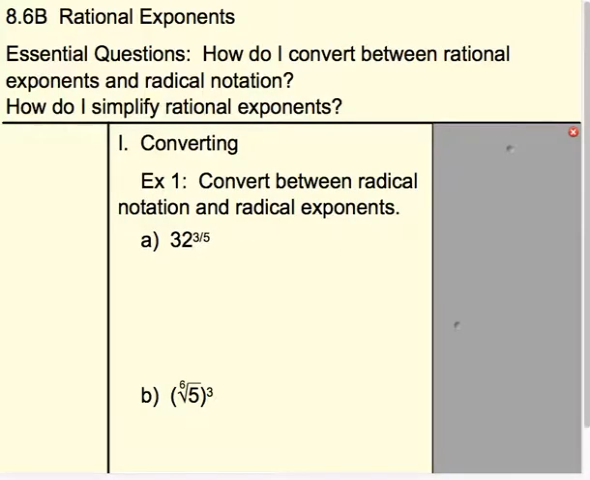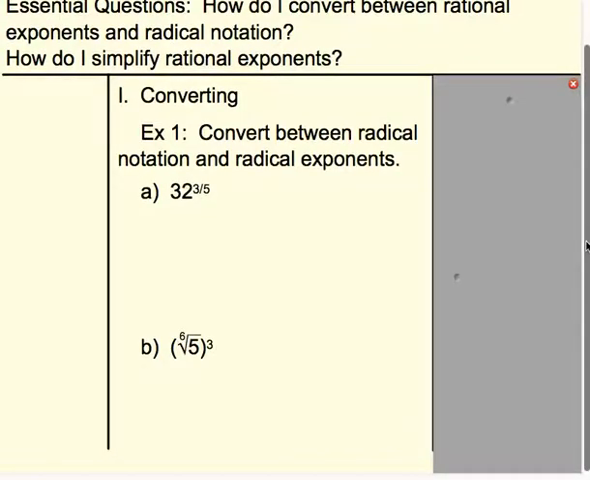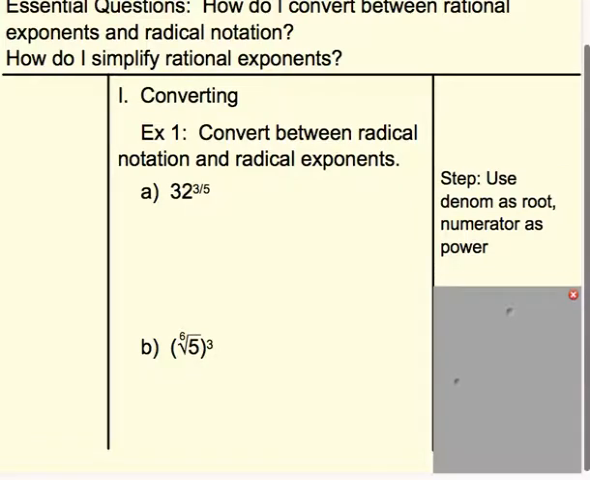So let's take a look at simplifying or converting between radical and rational exponents. And we will simplify as well. So if you start with rational exponents, there's only one step. If you're starting with a rational exponent, the denominator is the root and the numerator is the power. So just like we saw on the last slide. So I'm going to convert this by making it the 5th root of 32, and then the exponent, the power, is 3. So the 5th root of 32 cubed.